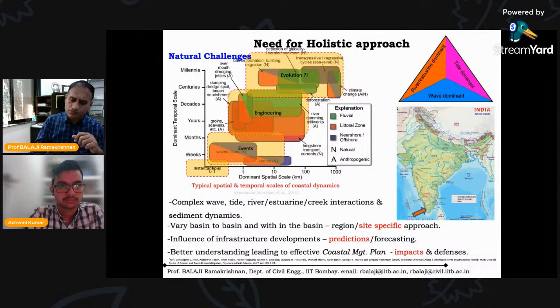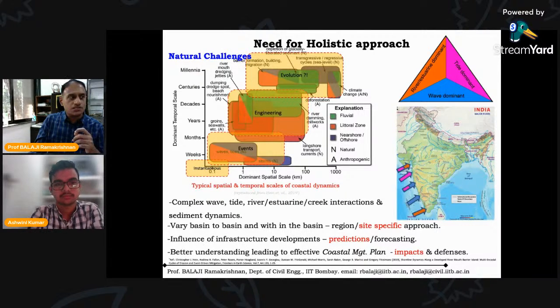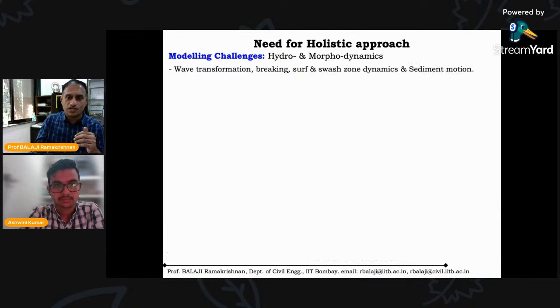Even if you look along the west coast, the same discussion holds true for the east coast as well. The dynamics are different in Tamil Nadu, Andhra Pradesh, Orissa, West Bengal, and so on. So we obviously have to understand these hydrodynamics individually and also specifically for the place in which we are interested.